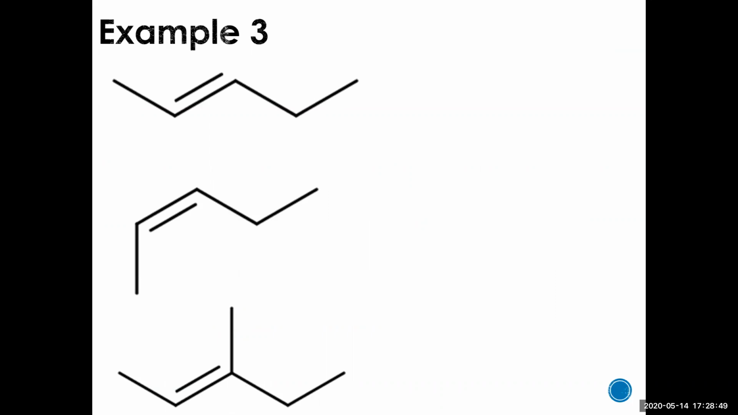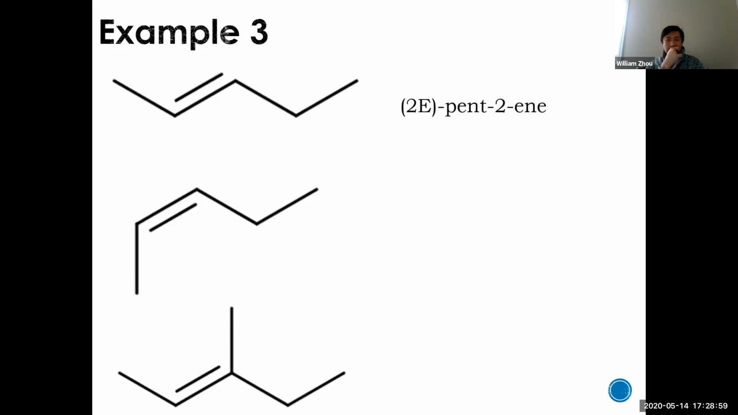E. Okay, it's E because the high priority groups, the carbons, are on opposite sides. So this one would be 2E, pent-2-ene. Does that make sense, guys? Okay, let me just label the winners here. This guy is better than the hydrogen. This guy is better than hydrogen. So they are on opposite sides of that double bond, hence E, okay?